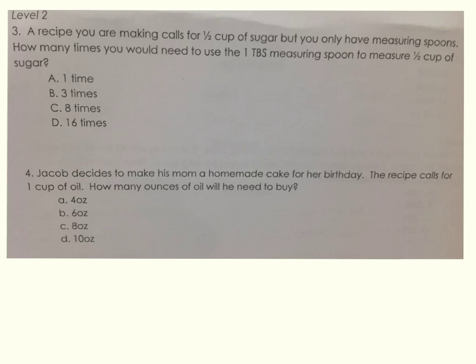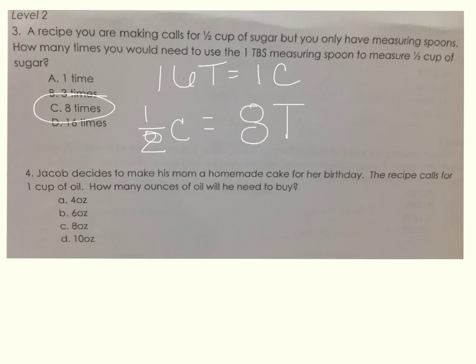As we flip it over, we see our level 2 questions. These are just a little bit tougher. A recipe you are making calls for half of a cup of sugar, but you only have measuring spoons. How many times would you need to use the 1 tablespoon measuring spoon to measure half a cup of sugar? Well, we know that there are 16 tablespoons in 1 cup, and we need half a cup. So we know we would need 8 tablespoons, so we would use it 8 times.